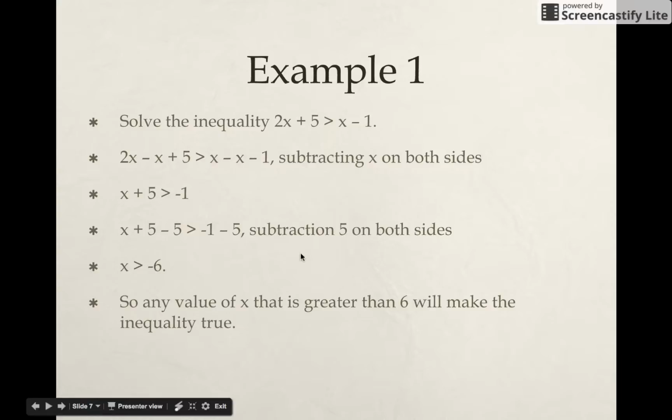We'll subtract 5 on both sides, and that will result in x is greater than negative 6. And so that is our solution. Any x value greater than negative 6 will make this inequality true.